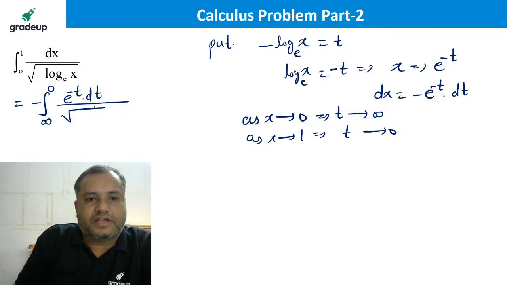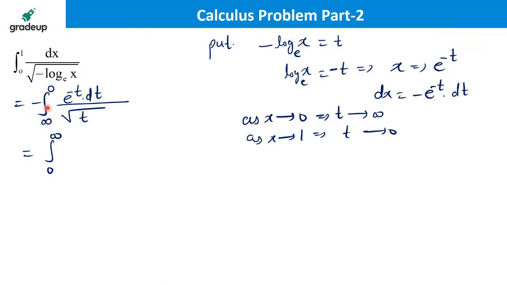Root of minus log x. Minus log x is t. So minus sign is outside, so integration limits will swap. Lower limit will become upper limit, upper limit will become lower limit. e raised to minus t as it is. 1 upon root t is t to the power minus 1 by 2 dt.